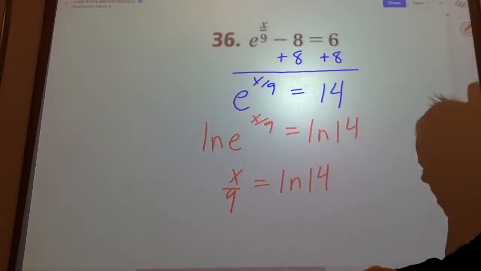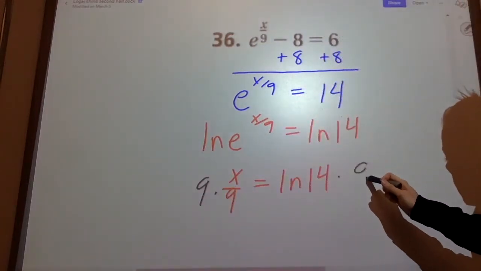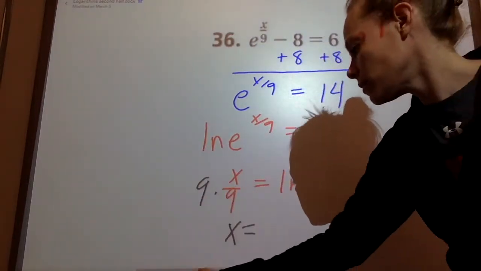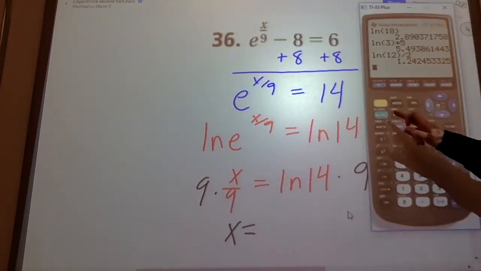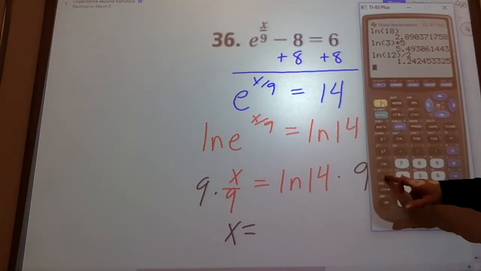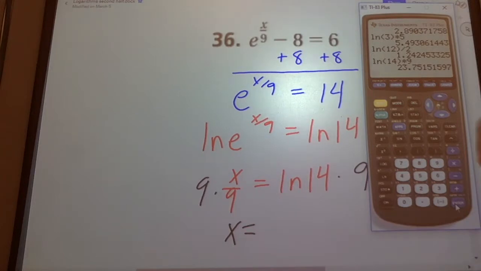And how do I solve for x? Multiply by 9. Very good. So x equals, got to get my calculator out, ln of 14, close your parenthesis, multiply by 9, is 23.75.